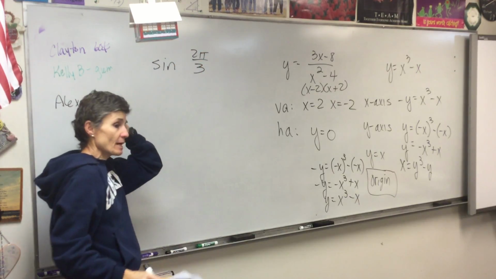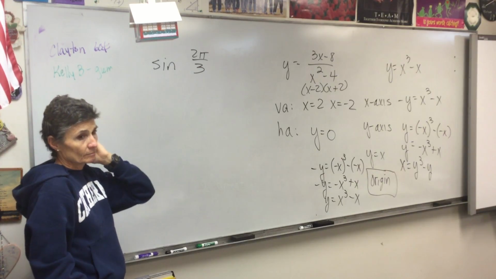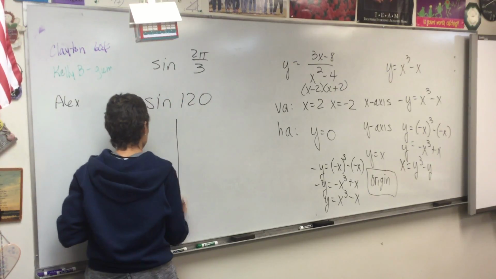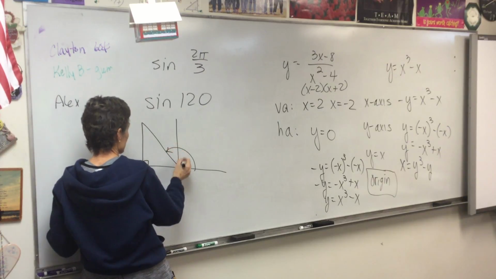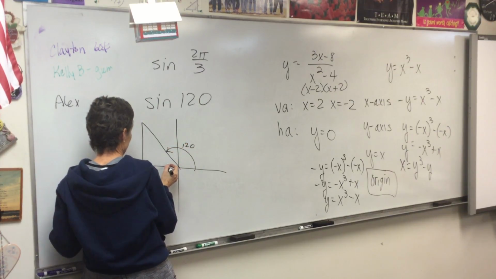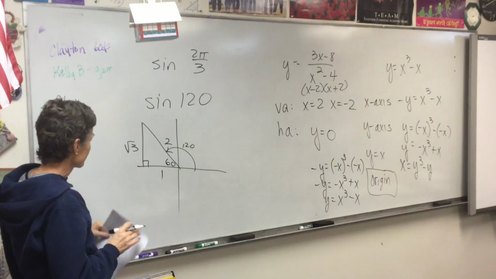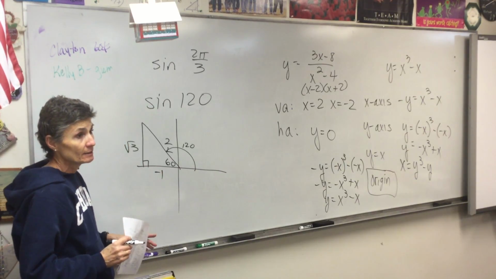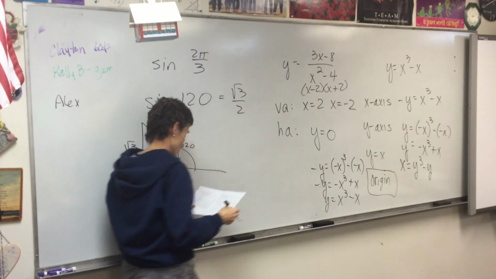Okay, everybody knows how to do this. 2 pi over 3. 120. So I'll draw 120. Drop my perpendicular. My reference angle is 60. Root 3, 2, and 1. Anything negative, I'm not in quadrant 1. The 1 is negative. I want the sine. Opposite over hypotenuse, root 3 over 2.